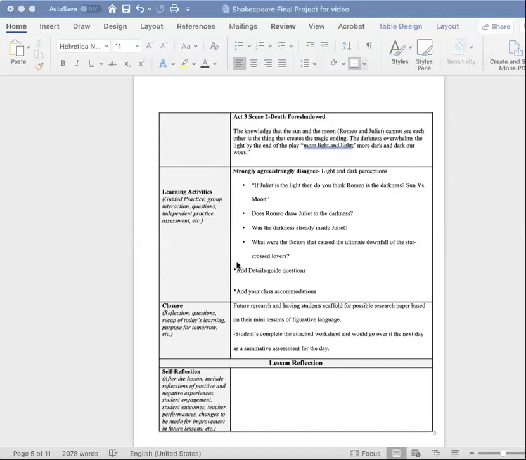I've included a closure activity here based on some research that I did for this unit. One of the sources was Ruth Nevo, a well-known author and commentator on Shakespearean works, who explains the different facets of Shakespearean tragedy across several different plays. And this secondary research is a great opportunity to scaffold students for possible research papers based on their mini lessons of figurative language.